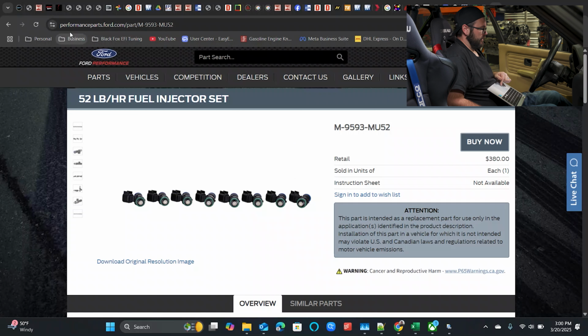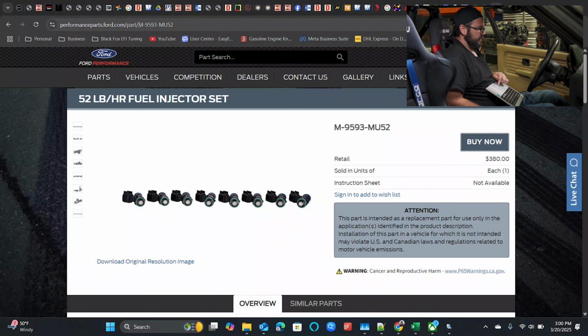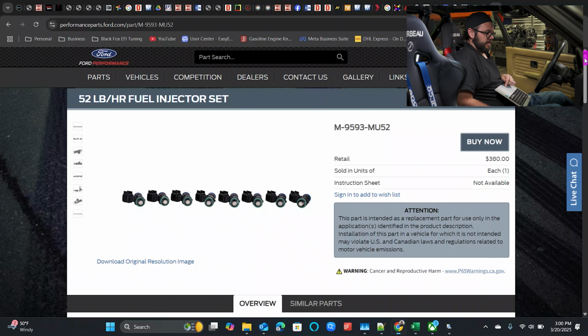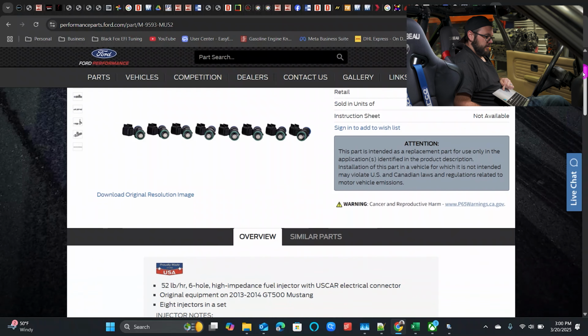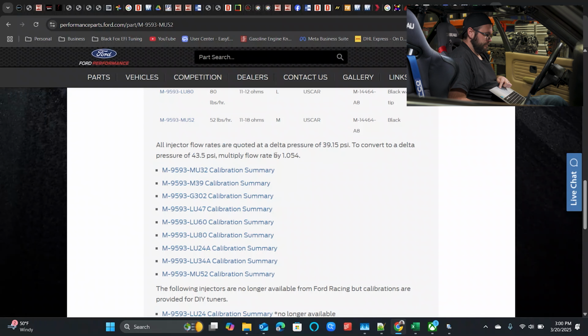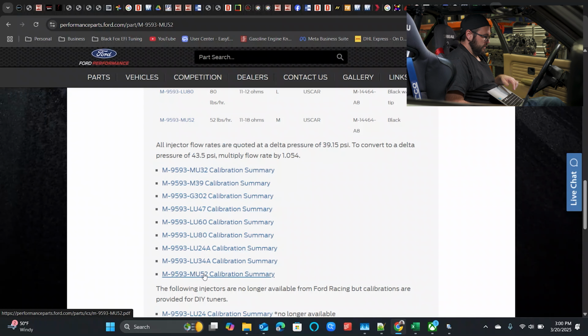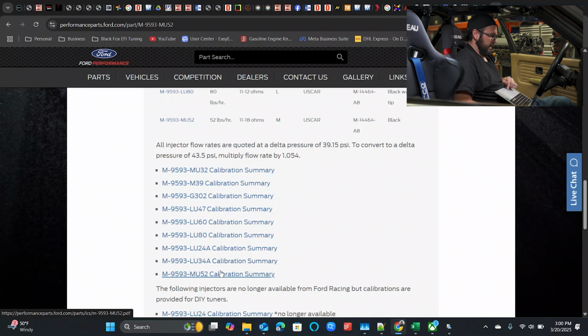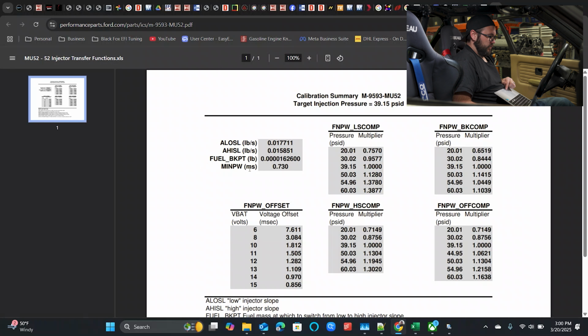You see I am on performanceparts.ford.com, and the last value there is MU52 right here. I know a lot of you Mustang guys like to use these Ford Racing injectors. So we're going to scroll on down, and we have these summaries here, right? So MU52, we can see to convert to a delta of 45, multiply your flow rate, because all these injectors are actually quoted at 39.15 psi versus your 43.5. So we're going to grab the MU52 calibration summary and bring that up.